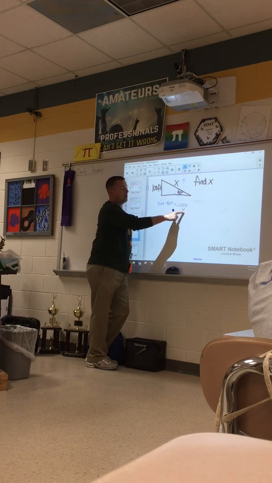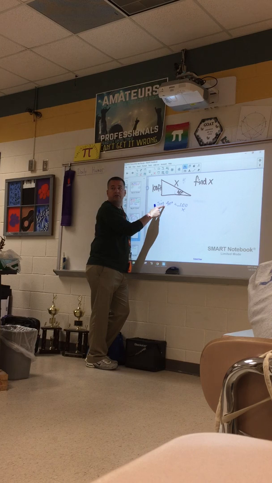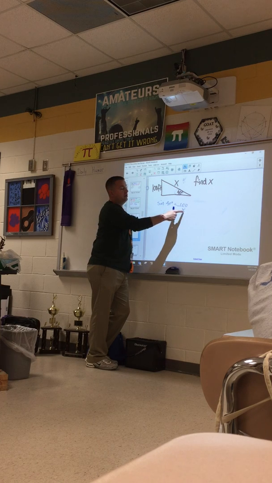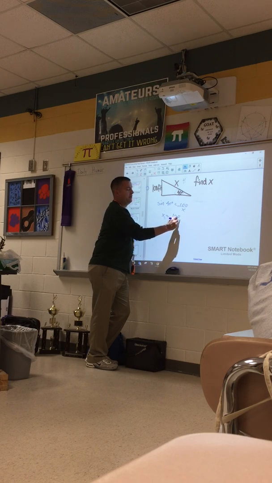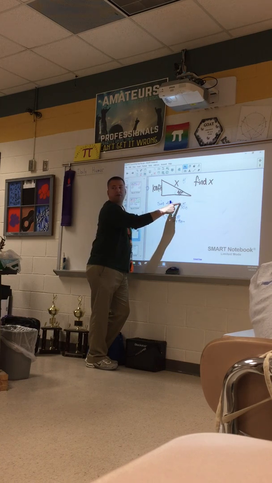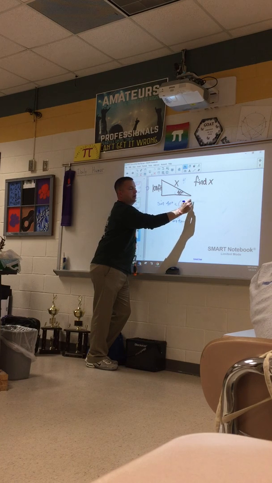When the variable's on the bottom, what do you do with that guy? Multiply or divide? Nope, you divide. When the variable's on the bottom, you divide. So x is 100 divided by that number. If these were switched, and the variable's on the top, think about it this way: how do I get x by itself? You just multiply both sides by 100, right?